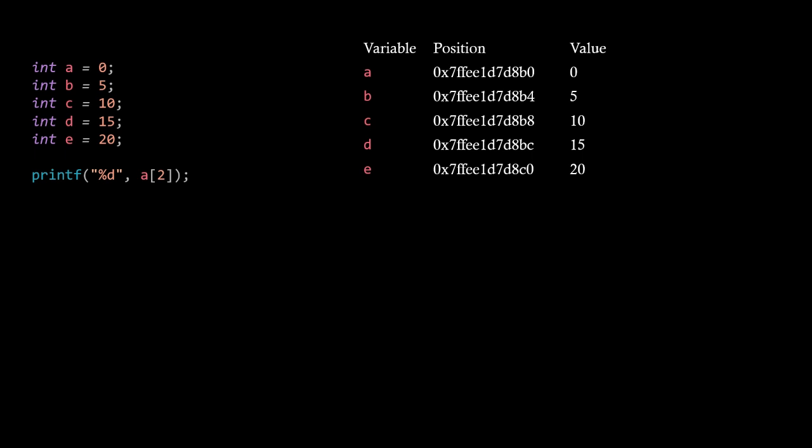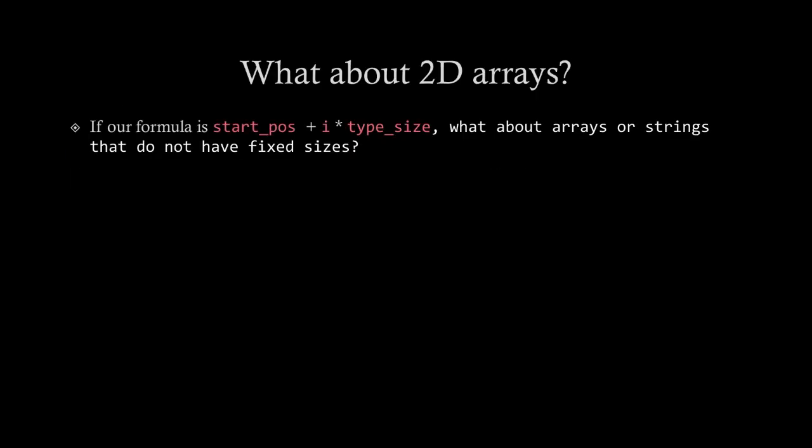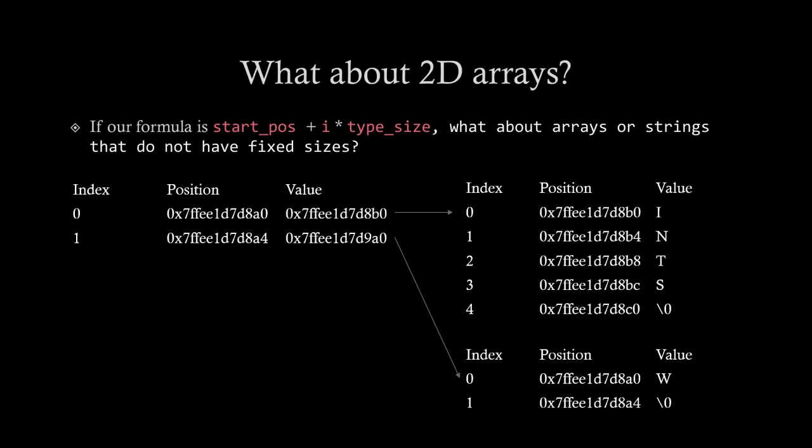So another weird quirk. In other languages like Java, this would not work because of more safeguards put into the language. So another thing is, what about 2D arrays? If the formula depends on the type size being the same, what about arrays or strings that do not have fixed sizes? Well, strings are basically arrays of characters, but the way this works is instead of taking the value, you have a pointer to the value. So pointers are fixed values that have 4 bytes of memory.